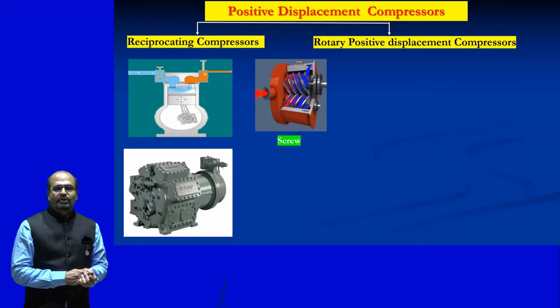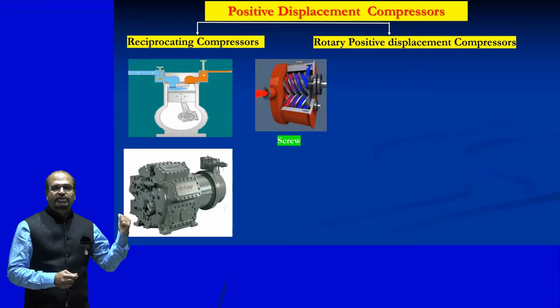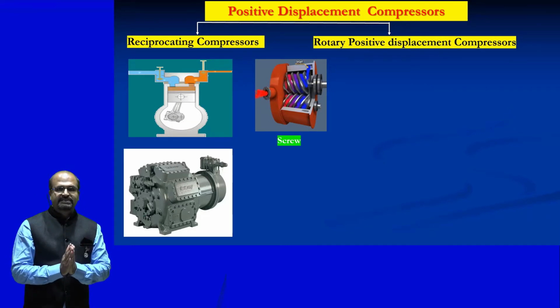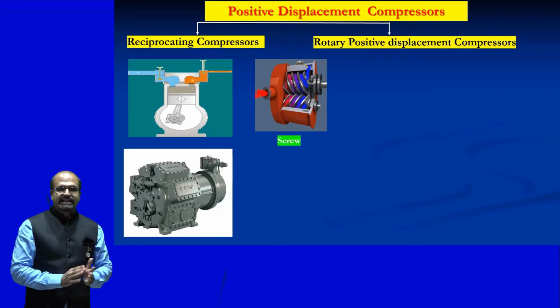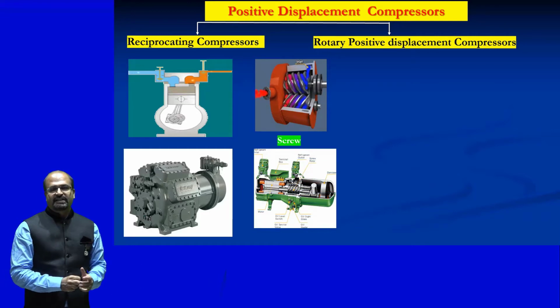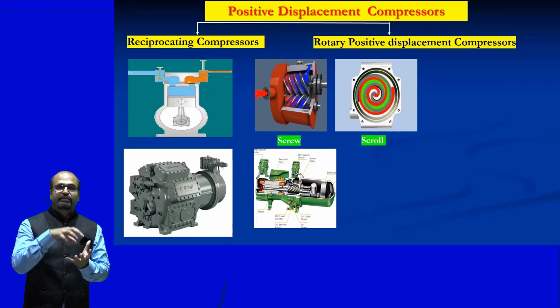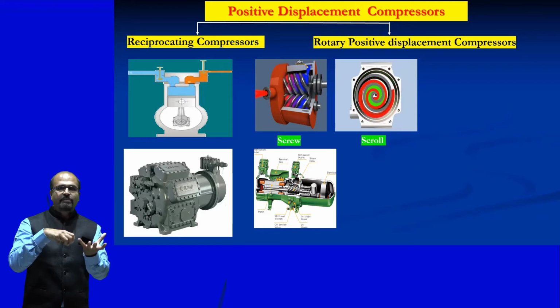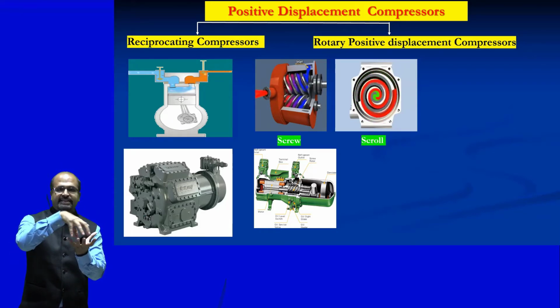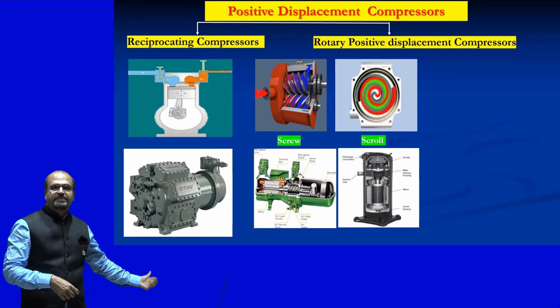Rotary positive displacement compressor has different types. In screw compressor, the refrigerant is compressed mainly between the two screw members from the suction to the discharge. This is the sectional view of screw compressor. In scroll compressor, the refrigerant is compressed in between the two scroll members. One scroll member is fixed, other is orbiting. This is the sectional view of scroll compressor.